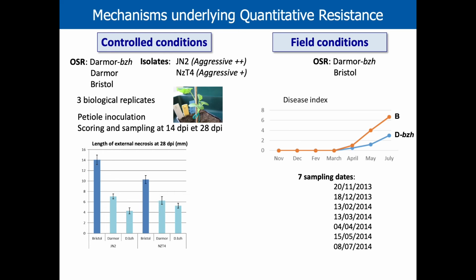We also sampled stem sections in the field on 2 genotypes, Dwarf Darmor and Bristol. Here you see the disease index which discriminates the 2 genotypes from the end of April. Stem samples were collected at 7 time points along the season.